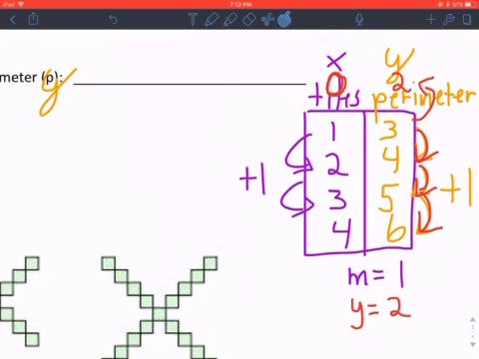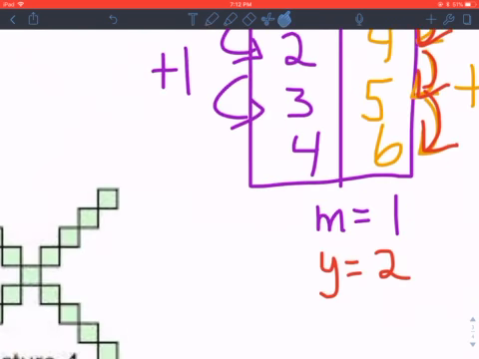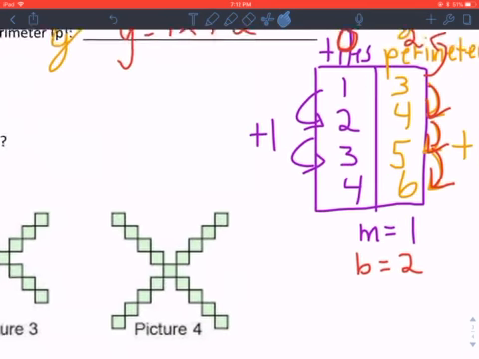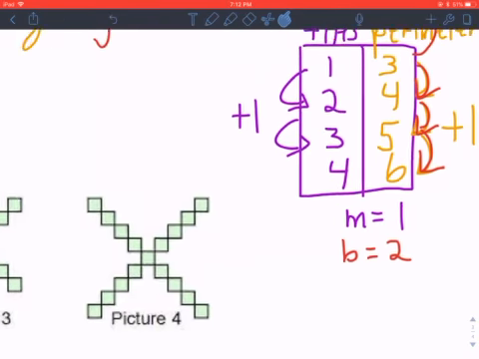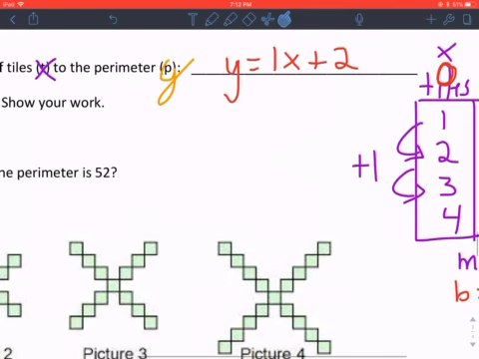So now, writing the correct rule, I would have Y equals 1x plus 2. And this should have been B. Remember, my Y-intercept is represented by B, the variable. Okay, so my function rule there is Y equals 1x plus 2.